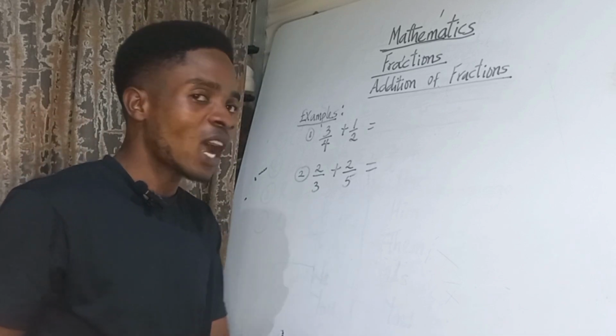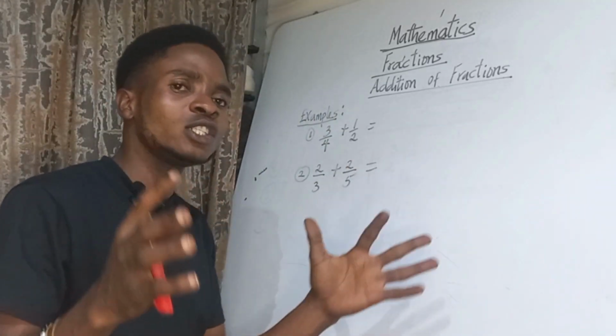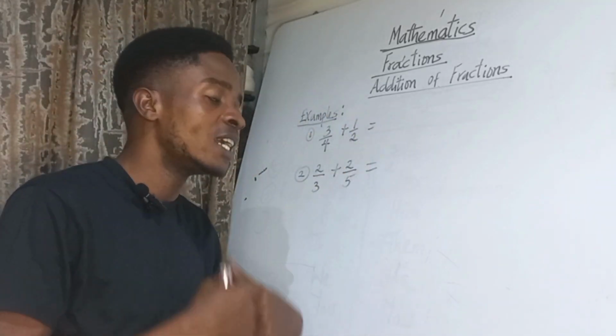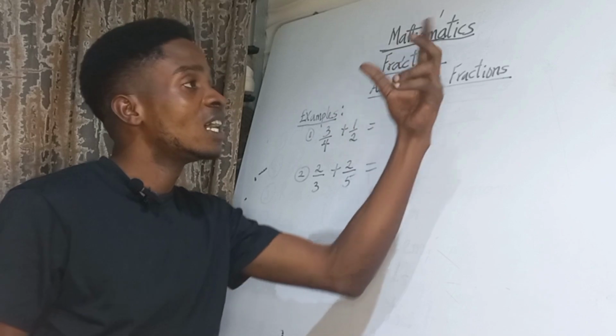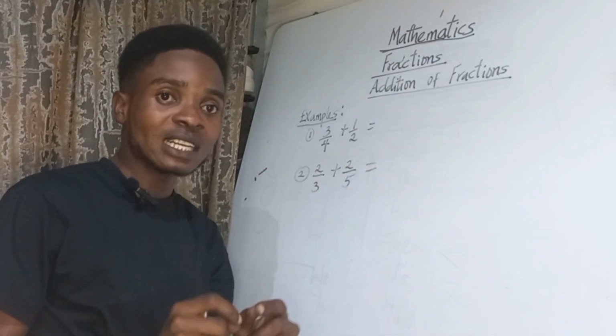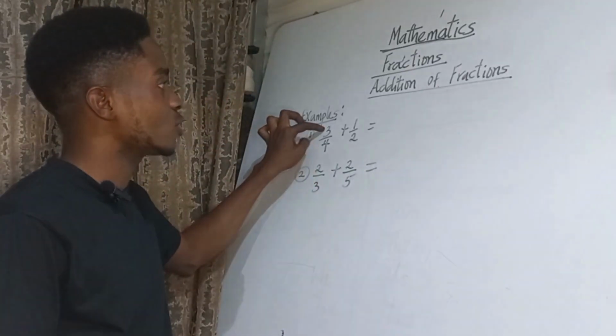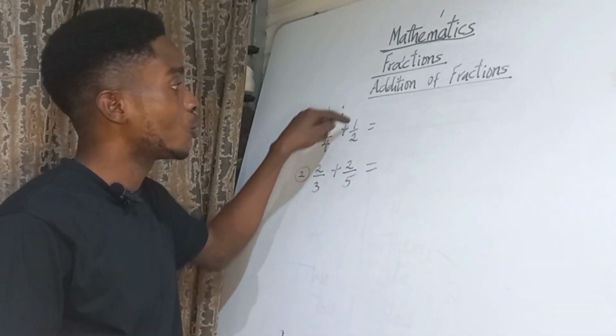Do you understand now? Having understood that, let's come to addition of fractions. How do we add two fractions together? Regardless of having a proper fraction and an improper fraction, it doesn't matter. What matters is that we are adding these two together. So, for example, the first one we have is 3 over 4 plus 1 over 2.